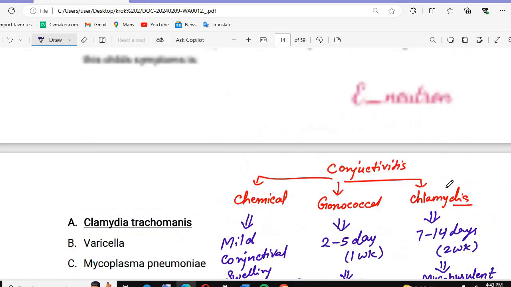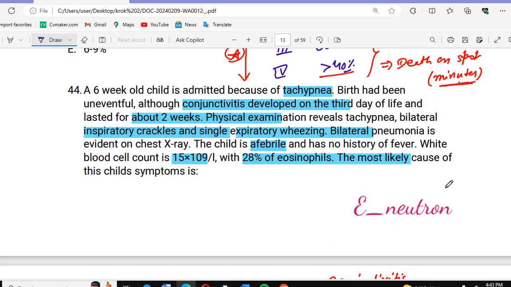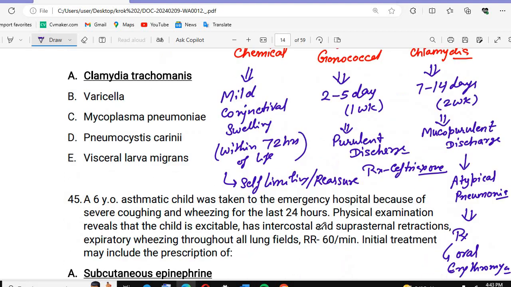So this is chlamydia trachomatis. Here we can see a conjunctivitis that developed on the 3rd day of life and lasted for 2 weeks, maximum till 2 weeks. There is tachypnea, bilateral inspiratory crackles, and single expiratory wheezings. There is pneumonia, which is the evident atypical pneumonia that we see in people having chlamydia conjunctivitis. Now let's continue with a little more about chlamydia.